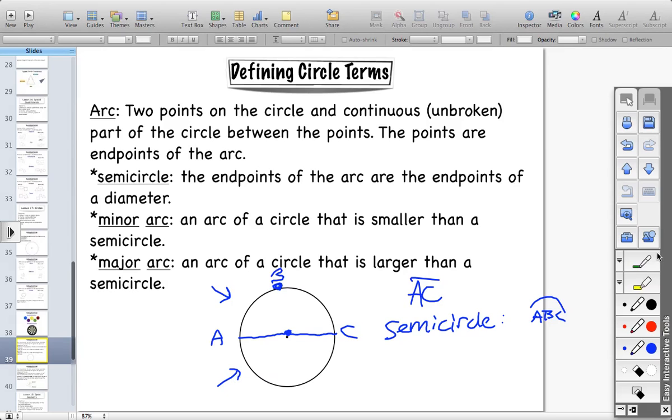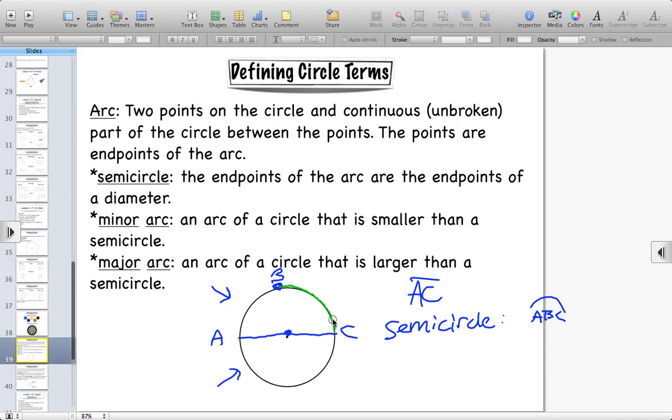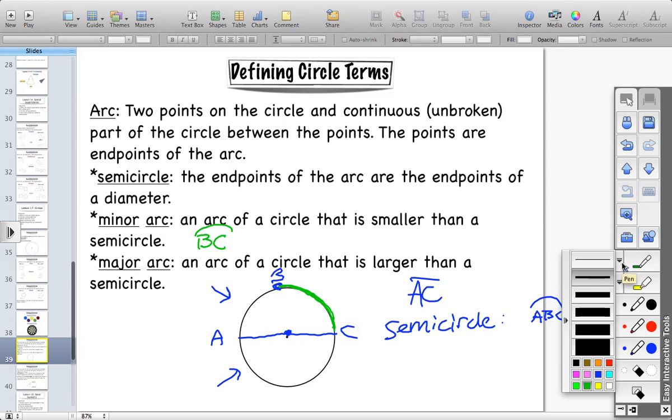A minor arc, let's say I have something less than a semicircle. I'm going to get a different color for us. We'll go with dark green. And I want to identify an arc. Okay, so the semicircle cuts the circle in half. So let's say I choose a section of the circle that's less than a semicircle. If I choose a section of a circle that's less than a semicircle, we call that a minor arc. And when I name a minor arc, I only need 2 points, just the endpoints of the arc.